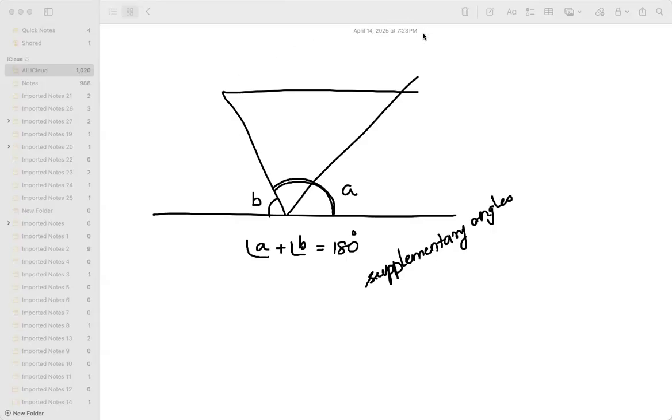Now let me ask you this. What is the supplement of 80? Guess. The number would be 100. 100 is the supplement of 80. What is the supplement of 110?